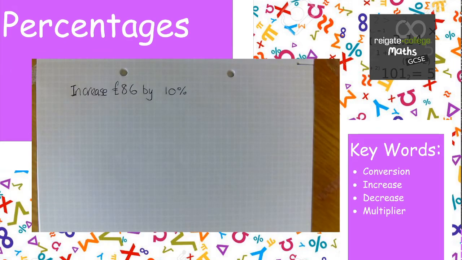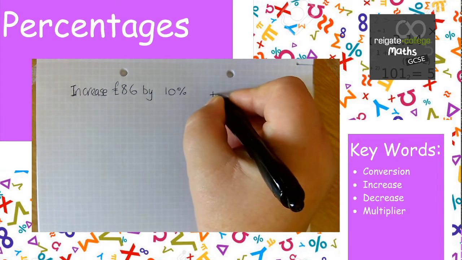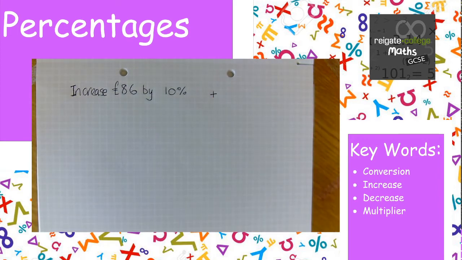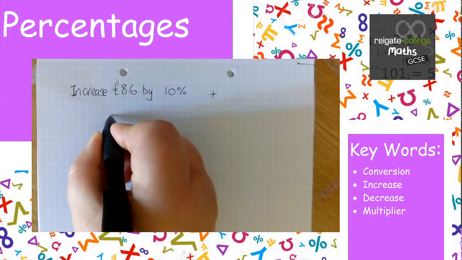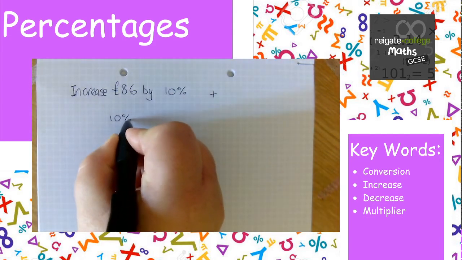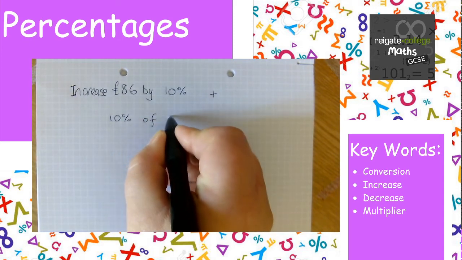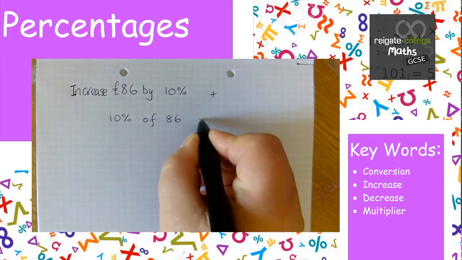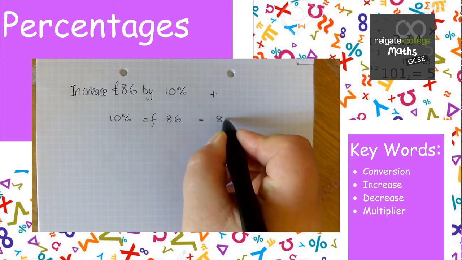To increase an amount, we're going to make it bigger. That is an addition function. So increasing £86 by 10%, we first find 10% and then we add it to our original amount. So 10% of 86 is 8.6.